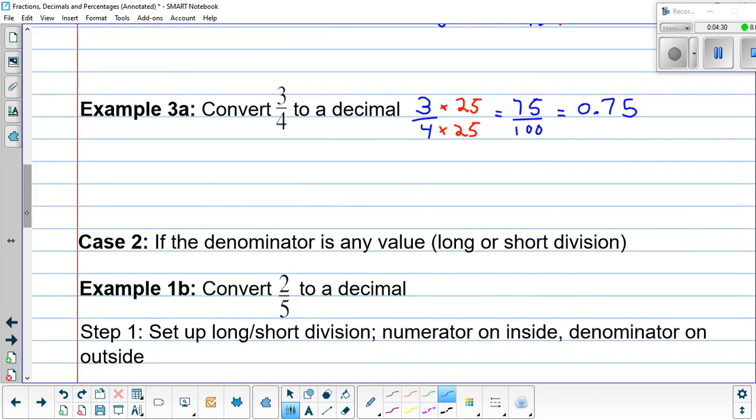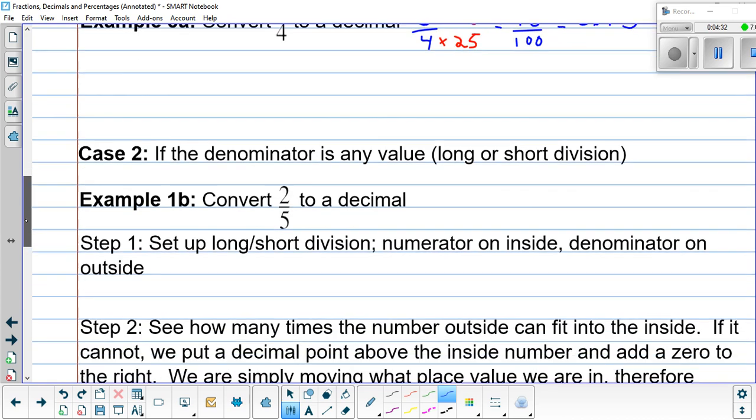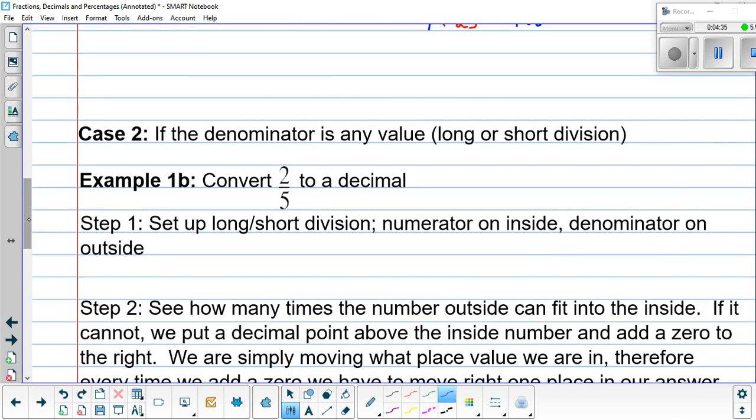Now here is method 2, or case 2. If you can't find a 10, 100, 1,000, or find some easy trick, this works always. So if you are okay with short or long division, this method might be for you because you don't have to worry about ever finding equivalent fractions. So here we're going to set up our long or short division. I'm going to do both for the questions, and then you can pick and choose what you like.